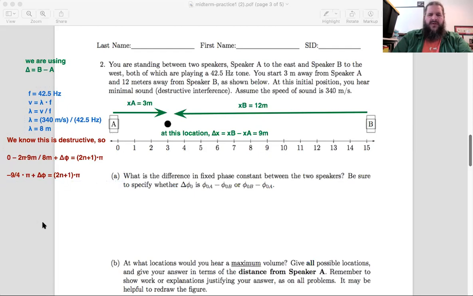Any questions on that so far? And looking at what we have at this point, is this an odd multiple of pi? Is negative 9/4 an odd number?